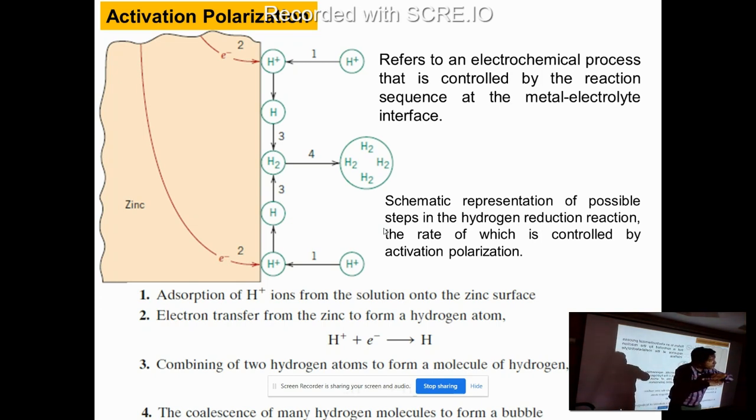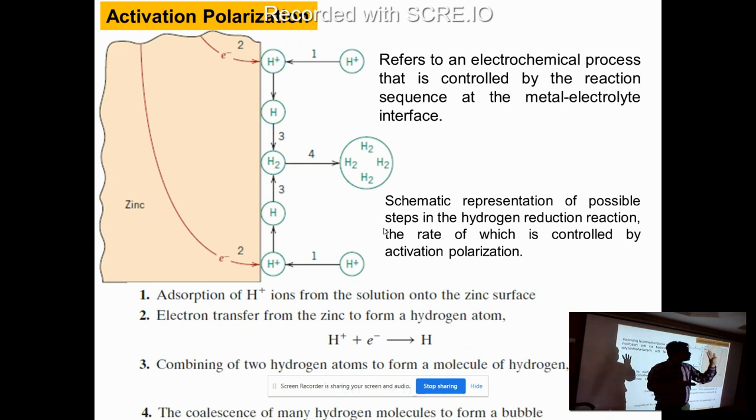H2 has to release, it has to evolve from the surface, and then only a fresh surface will be available for H+ ions to sit and react with electron. All the time, whenever the H2 bubble forms, it has to come out of the surface. Then only is a free surface available again for H+ to sit and extract the electron. So the fourth important step is the release of H2 from the surface.